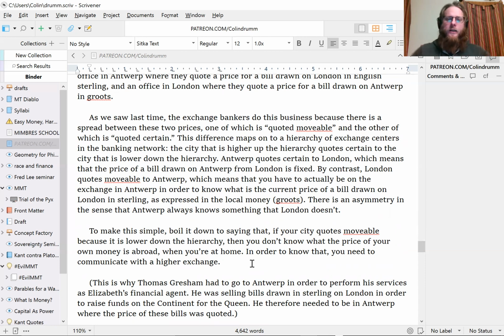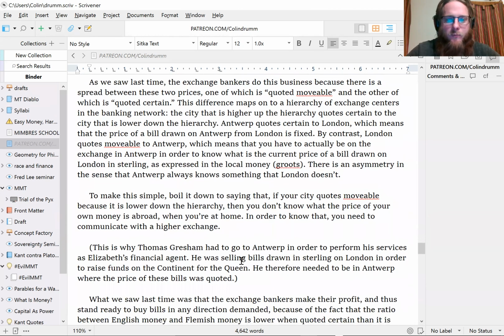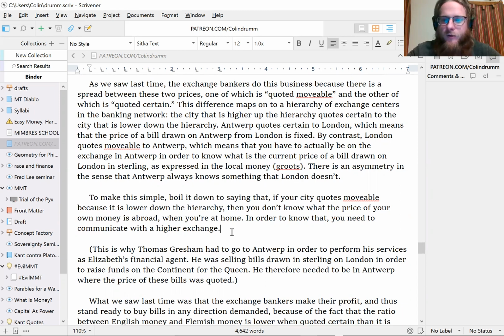So there's a hierarchy, and the city that is higher up the hierarchy quotes certain to the city that is lower down the hierarchy. So Antwerp is higher up, and it quotes certain to London, which means that the price of a bill drawn on Antwerp from London is fixed. By contrast, London quotes movable to Antwerp, which means that you have to actually be on the exchange in Antwerp in order to know the current price of a bill drawn on London in sterling as expressed in the local money. We went over all of this last time, so if you're confused by what I'm saying, watch that video.